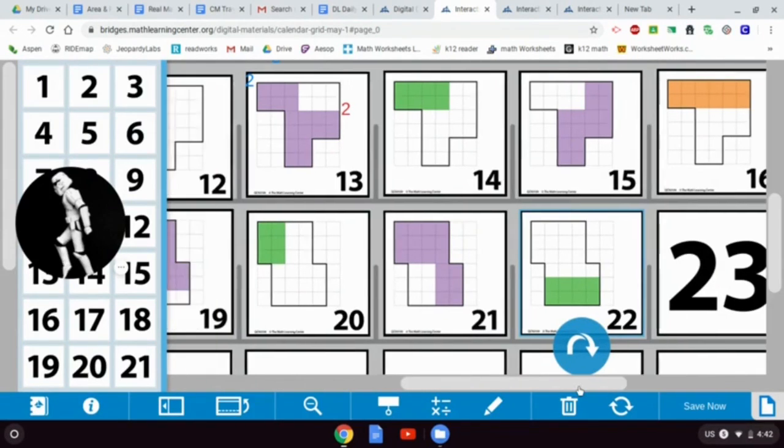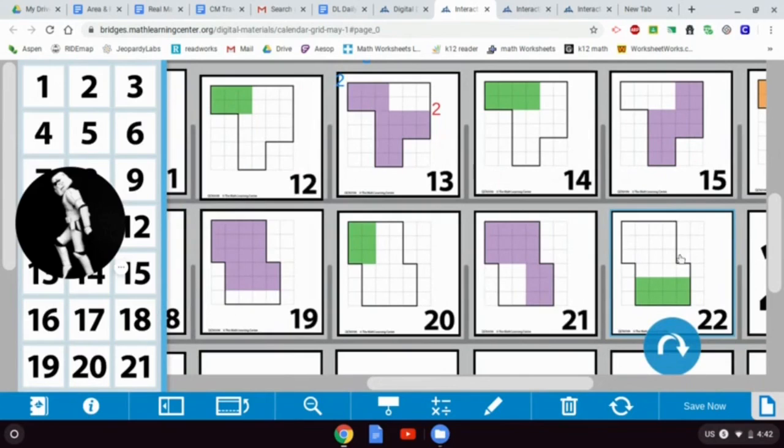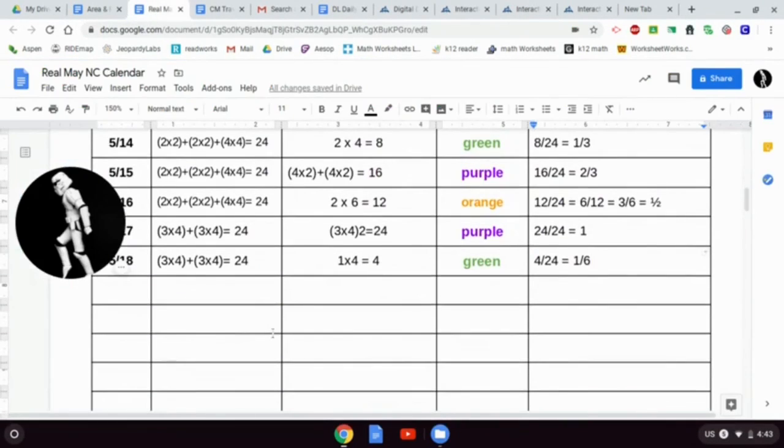Speaking of Friday, on Friday, we're going to update our calendar with these dates, the 19th, the 20th, the 21st, and the 22nd. Right onto this document.